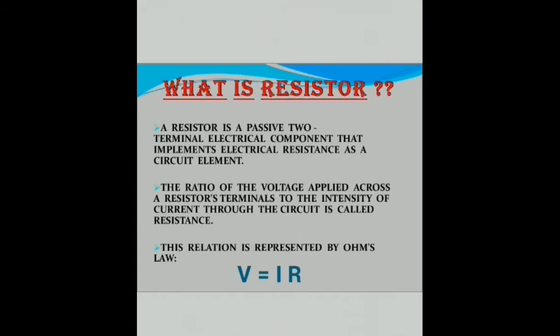So at first, what is register? A register is a passive two terminal electrical component that implements electrical resistance as a circuit element. Register is a passive element. It means the whole electronic circuit is divided into two parts, active elements and passive elements. An active element has the ability to develop energy by itself, but a passive element does not have that ability. There are three passive elements: resistor, inductor and capacitor.